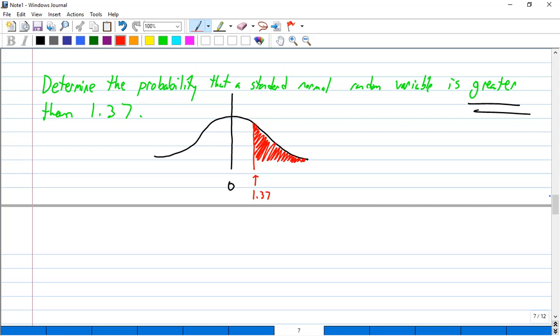All right, so I want you to think about how our tables work and how I could figure out the area to the right there.